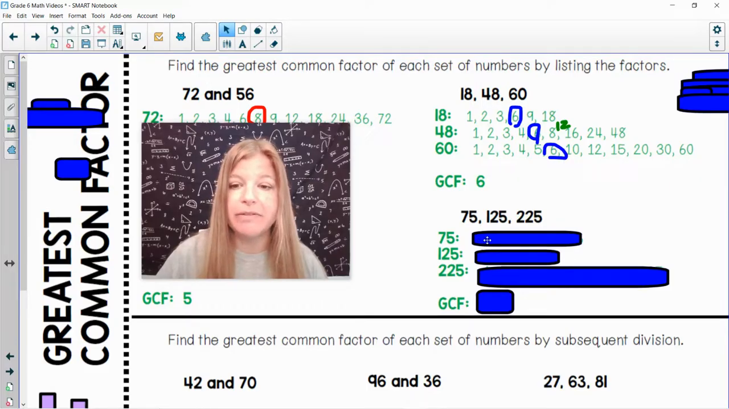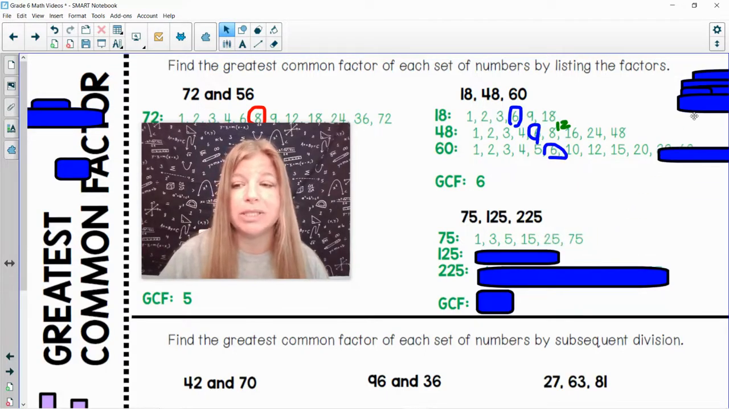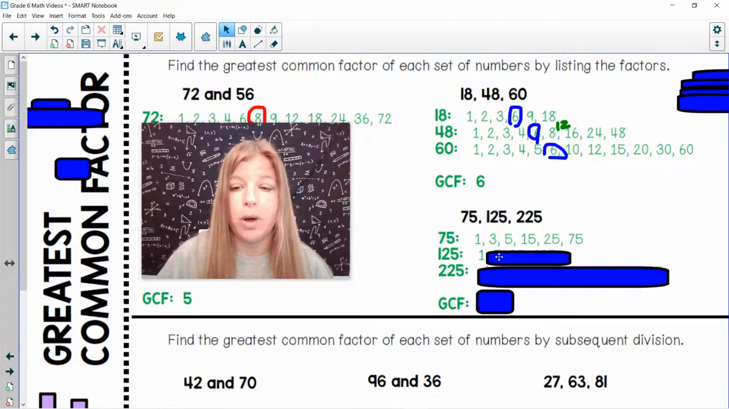All right, so 75 is 1. Definitely not 2. 3, yeah, 3 times 25. That's actually what the next one would be after 5. 5 times 15 is 75. 3 times 25, and then 1 times 75. 125. Okay, 1, 5. 5 times 25 is 125, and then 125.